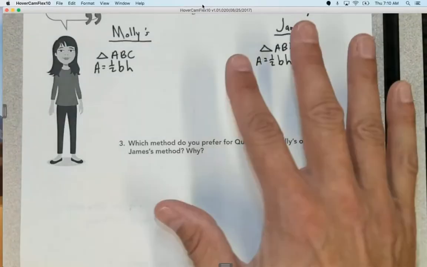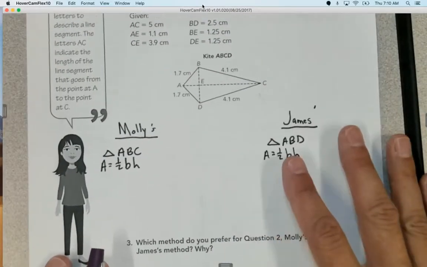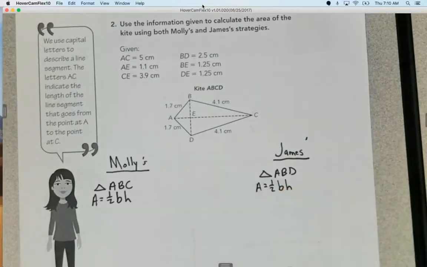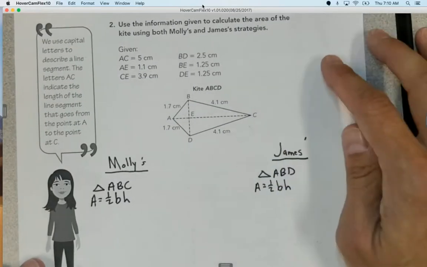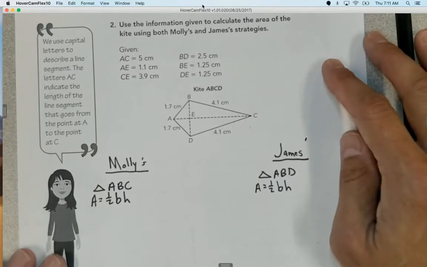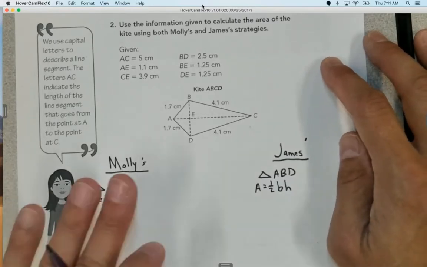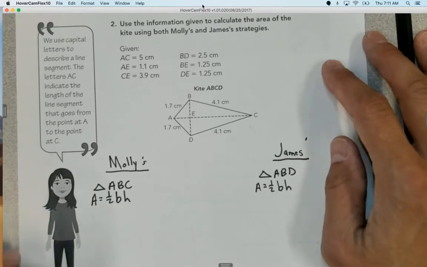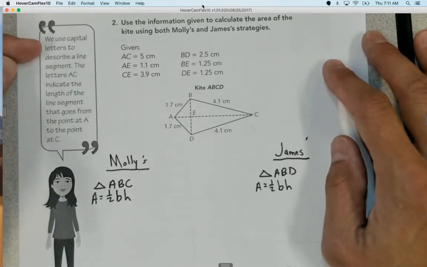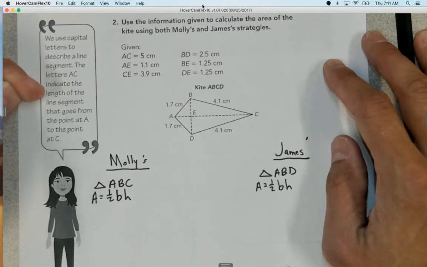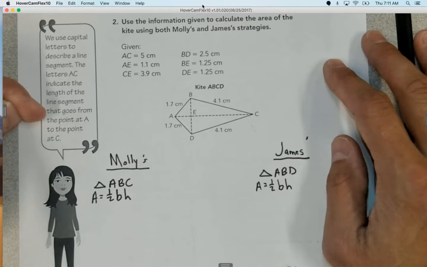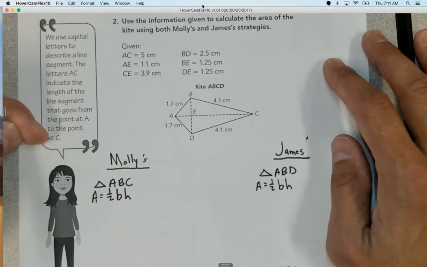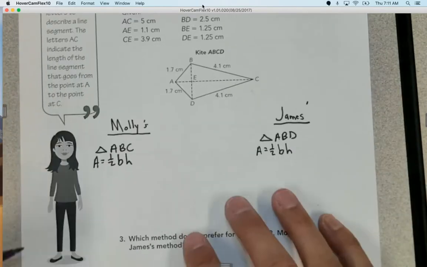All right, so now we're looking at that kite a little bit further. Use the information given to calculate the area of the kite using both Molly's and James's strategies. So we have to use Molly's, how she broke it up, and then also James with how she broke it up. This person is giving us a hint, we use capital letters to describe a line segment. The letters AC indicate the length of the line segment that goes from the point at A to the point at C. So I'm going to start with Molly's because she's my favorite.